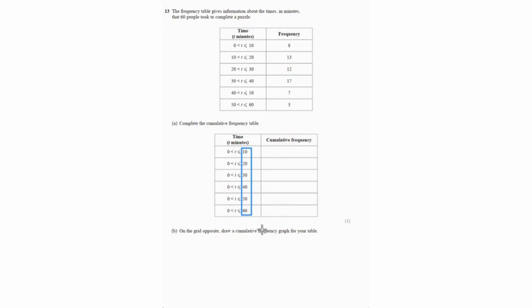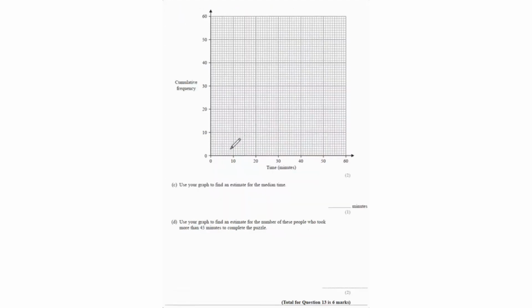So remember, when you're drawing the cumulative frequency graph, we don't choose the midpoint. We don't choose the smallest value. We choose the maximum value of the interval for the x coordinate. So now let's plot the points. So when x is 10, y is 8. So this is our first point. Then when x is 20, y is 21. This is our second point.